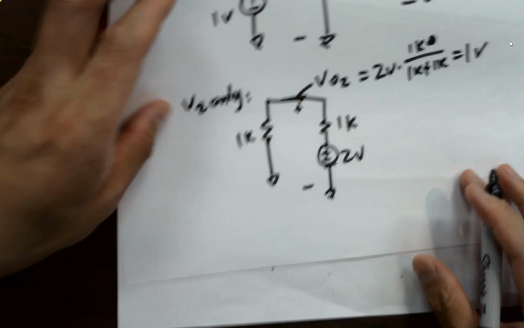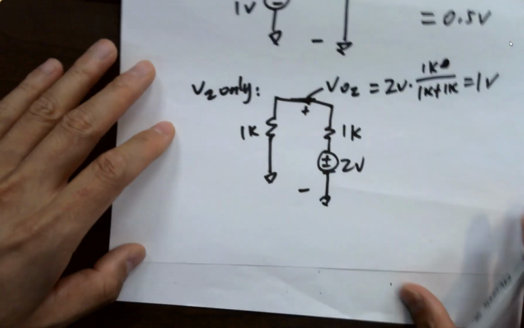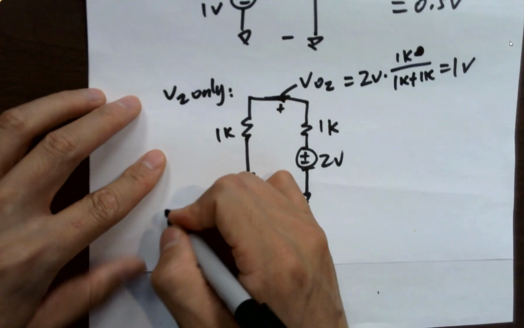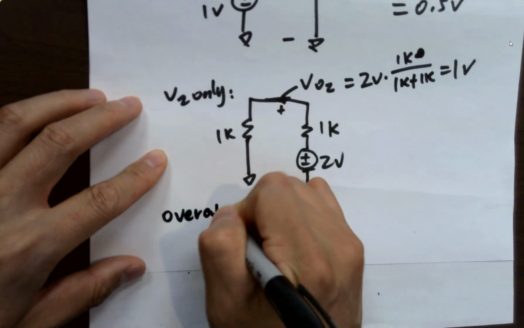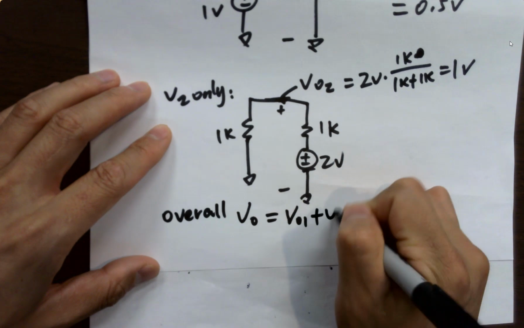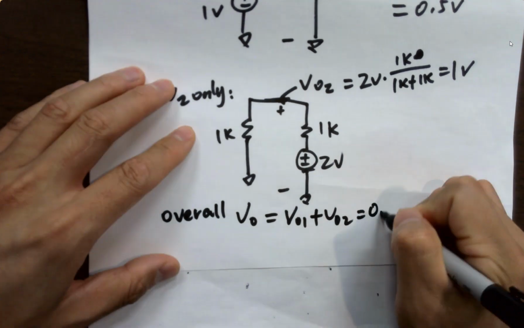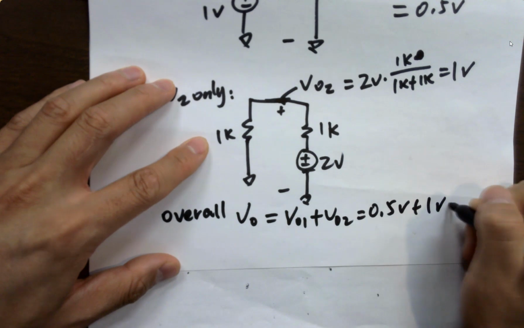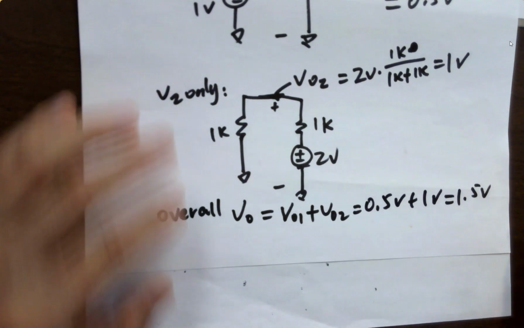Then the third time, you do the overall: V out equals V out 1 plus V out 2, which is 0.5 volts plus 1 volt, which is 1.5 volts. So you superimpose.